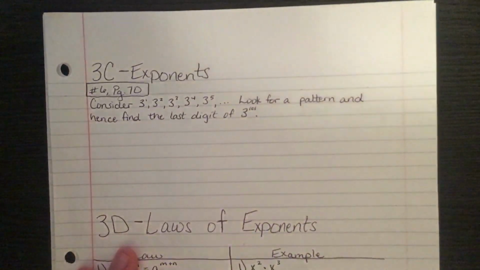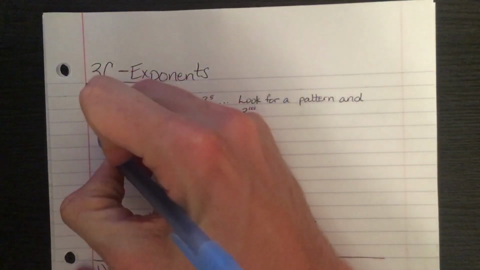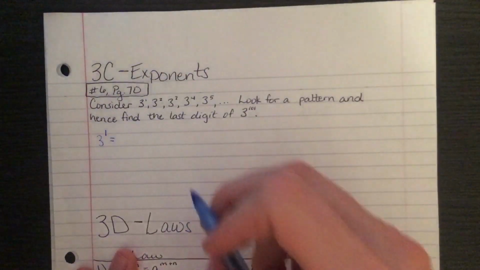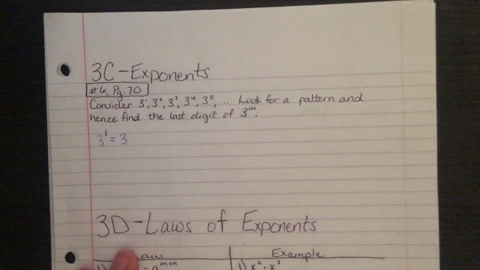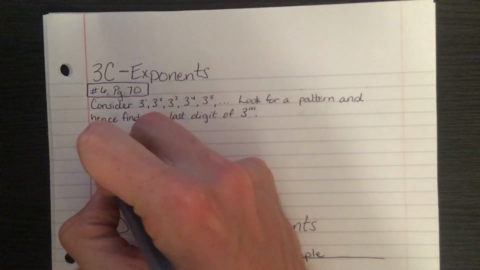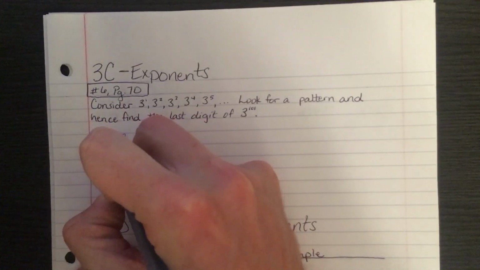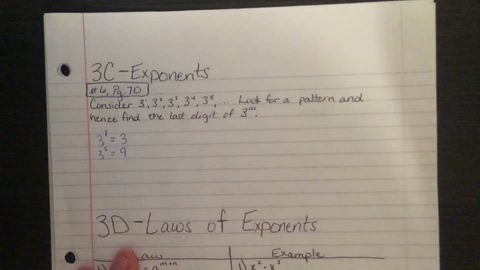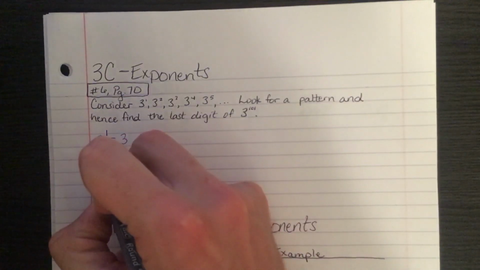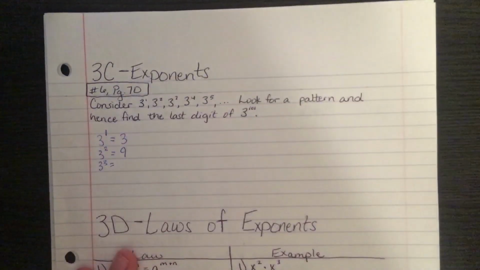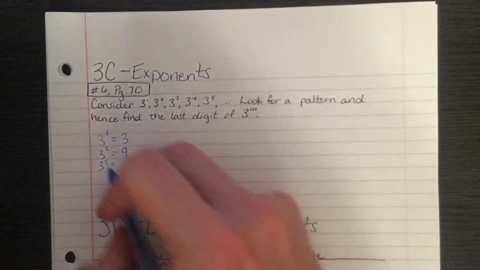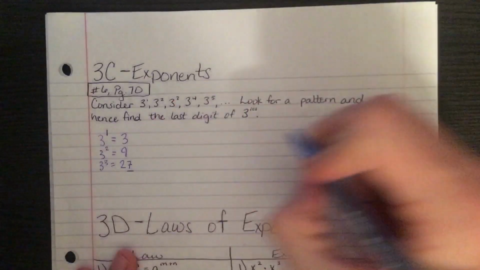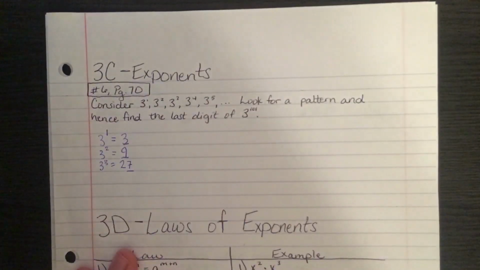As a reminder of what exponents are, 3 to the first power just means 3. It means 3 multiplied one time, which is 3. So the last digit there would be 3. If we look at 3 squared, it is 3 times 3, which would give me 9. If we look at 3 cubed here, that would be 3 times 3 times 3, which would give me 27. So the last digit there is 7. Last digit there was 9. Last digit there was 3.